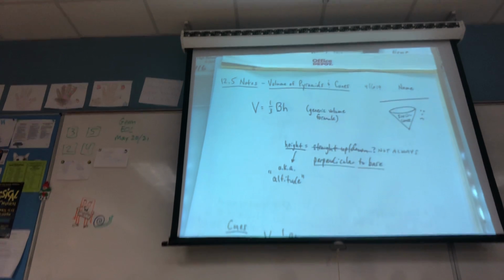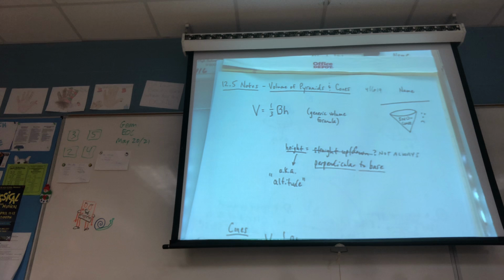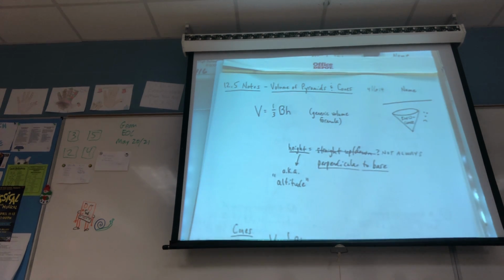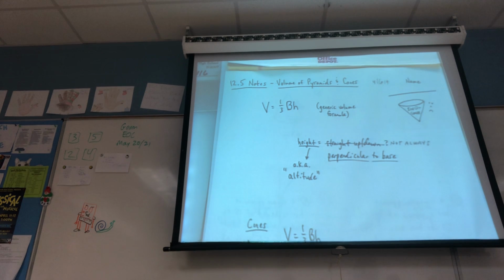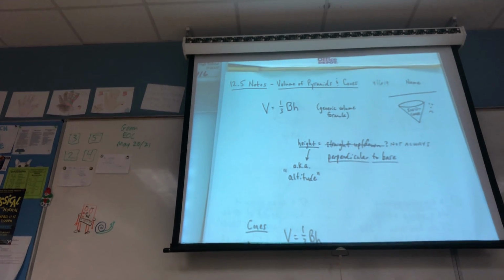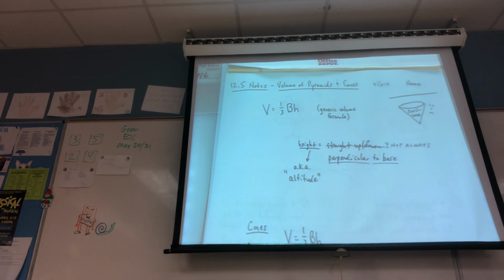Of prisms and cylinders. Today we'll cover volume of pyramids and cones. A lot of similarities between the formulas, so let's talk about the formula on the front, then we'll do some examples on the back. Now, remember we're talking about volume, so we're still doing cubic units like inches cubed, feet cubed, etc. There is a generic volume formula.